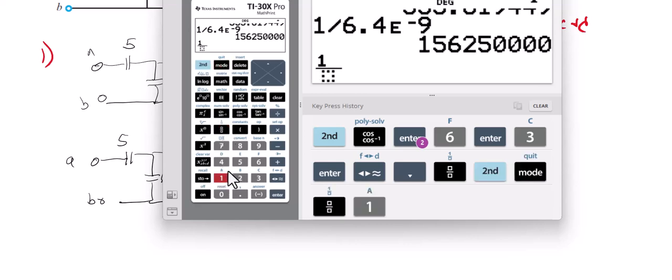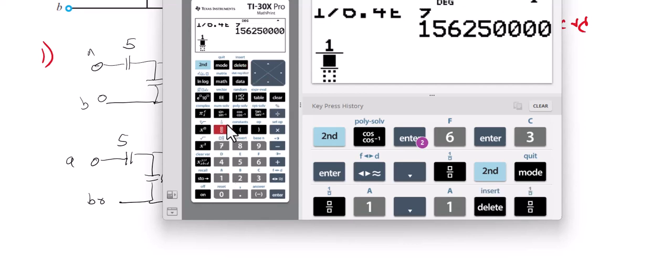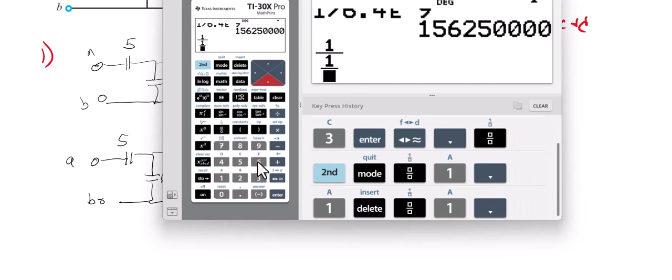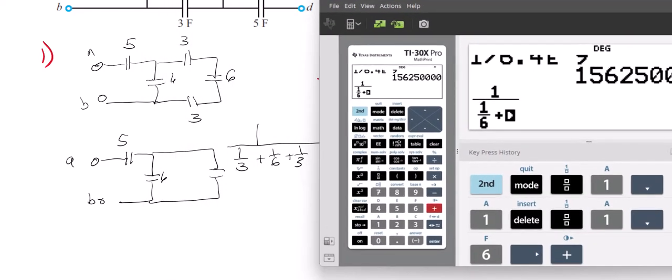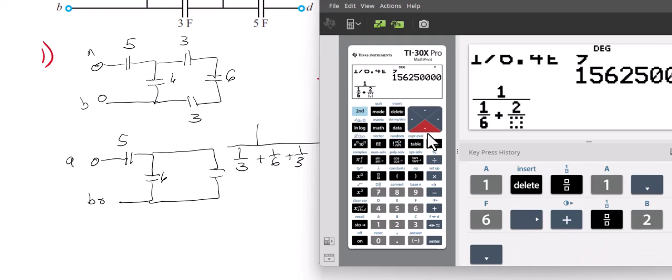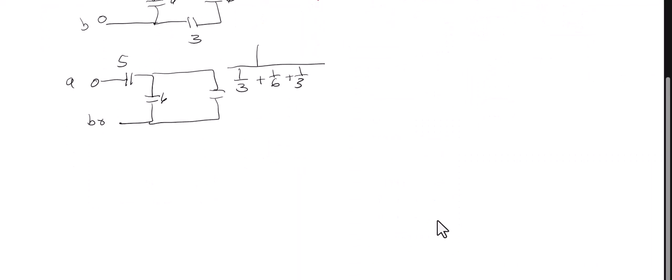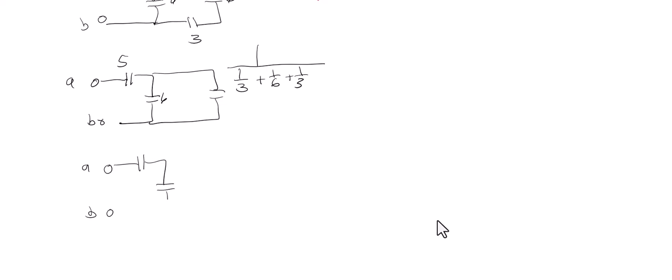So I have 1 over 6 plus 1 over 3 plus 1 over 3, or 2 over 3, which is 1.2. So that's 1.2, that's 6, and that's 5.